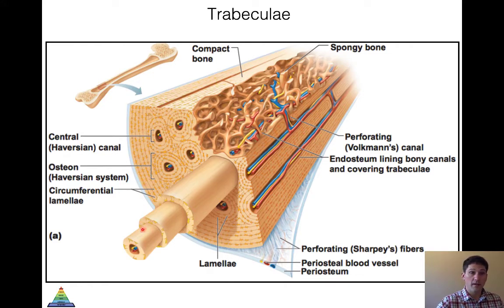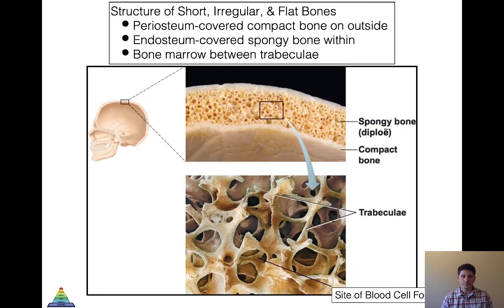Now what we're going to look at here is something called an osteon, and you've learned about this in labs already, and we're going to get a little more familiar with that here. When we talk about short bones, irregular bones, and flat bones, we see that they have a periosteum covering the compact bone on the outside. So remember, we talked about a perichondrium before, so now we're talking about periosteum, connective tissue lining the outside of that bone. We have endosteum on the inside of that compact bone, and then we have spongy bone right inside.